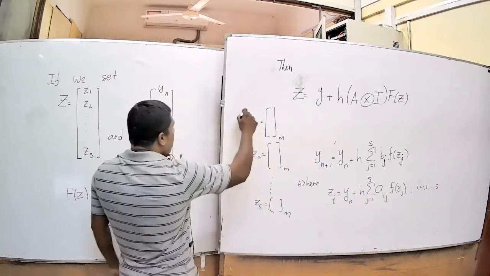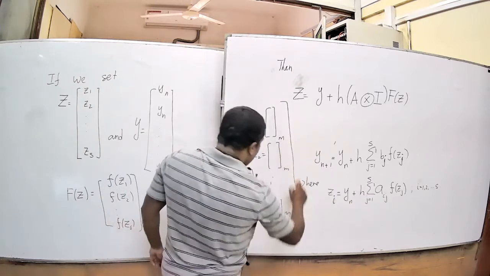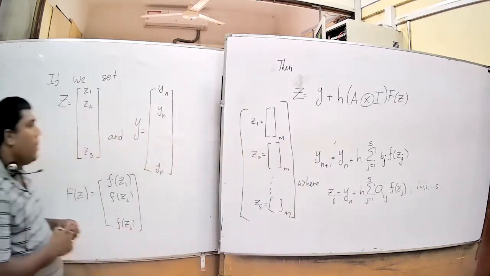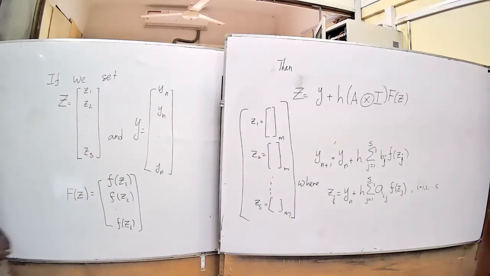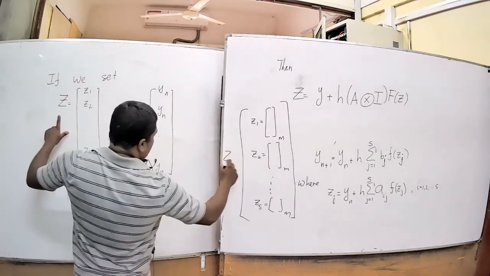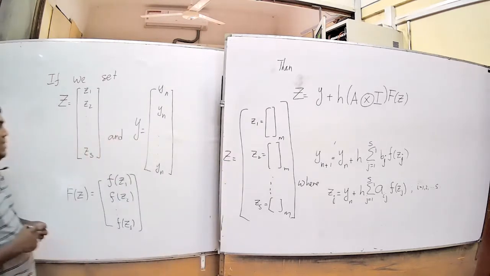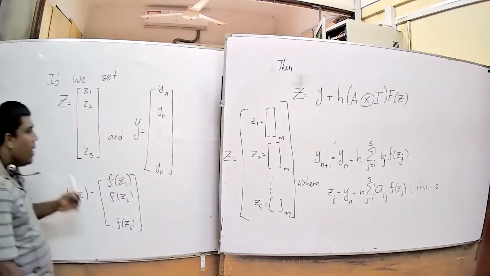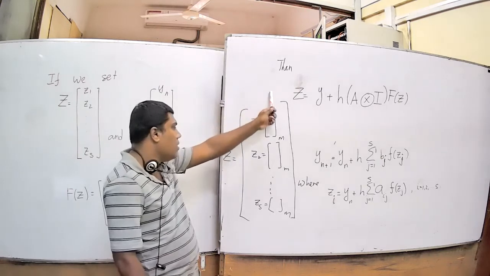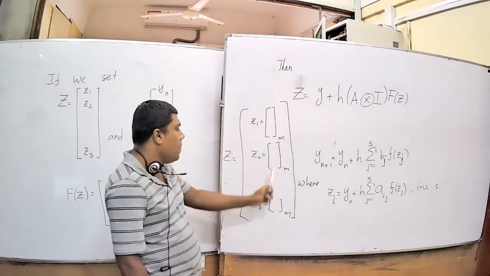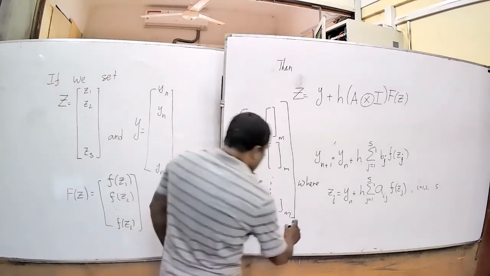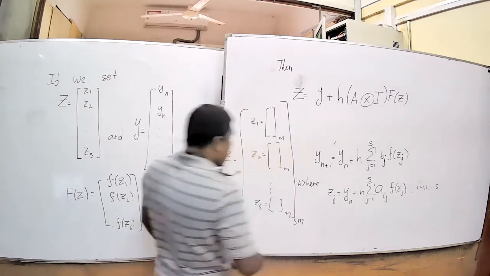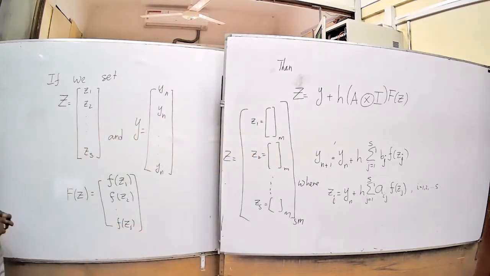So if you put all of them in one column, you will get a big column vector. You name that Z. Then the sizes are M, M, M, M, so there are S sets of M-length vectors, and the whole size of Z is going to be SM.